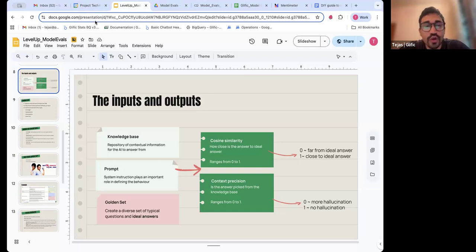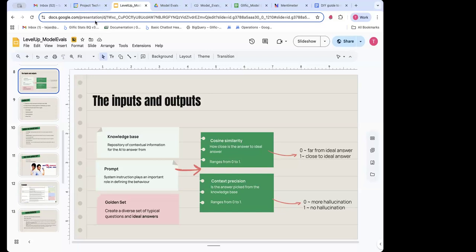Basically, you're saying you don't have a knowledge base in your assistant, you just have a prompt. Is that right? Yes. Got it. In that case, it still... we will be supplying the golden set. Correct.